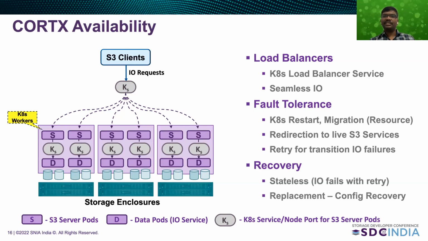S3 servers are stateless and can be restarted quickly either on the same or different worker nodes based on resource availability. Control pods are stateless and similar mechanism is followed for them to have the high availability for control path. For CORTX data pods, they have a state and the affinity to the worker nodes for the storage devices used by them. Hence, they cannot be migrated to the other worker nodes in case of storage or node failures.